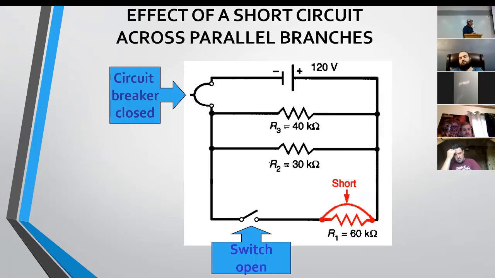That switch only serves to turn whatever R1 is, whether it's a light or a heater, that turns that on. So anytime this thing's plugged in, R3 and R2 are operating, and R1 only operates when I close the switch. So that circuit breaker won't trip because that switch is open. Now, if I close that switch and that's shorted, I've got a direct connection from the negative side of that battery through the circuit breaker, through the switch, to a short that goes directly to the other side of the battery. That short circuit should take out that circuit breaker. That's what it's there for.